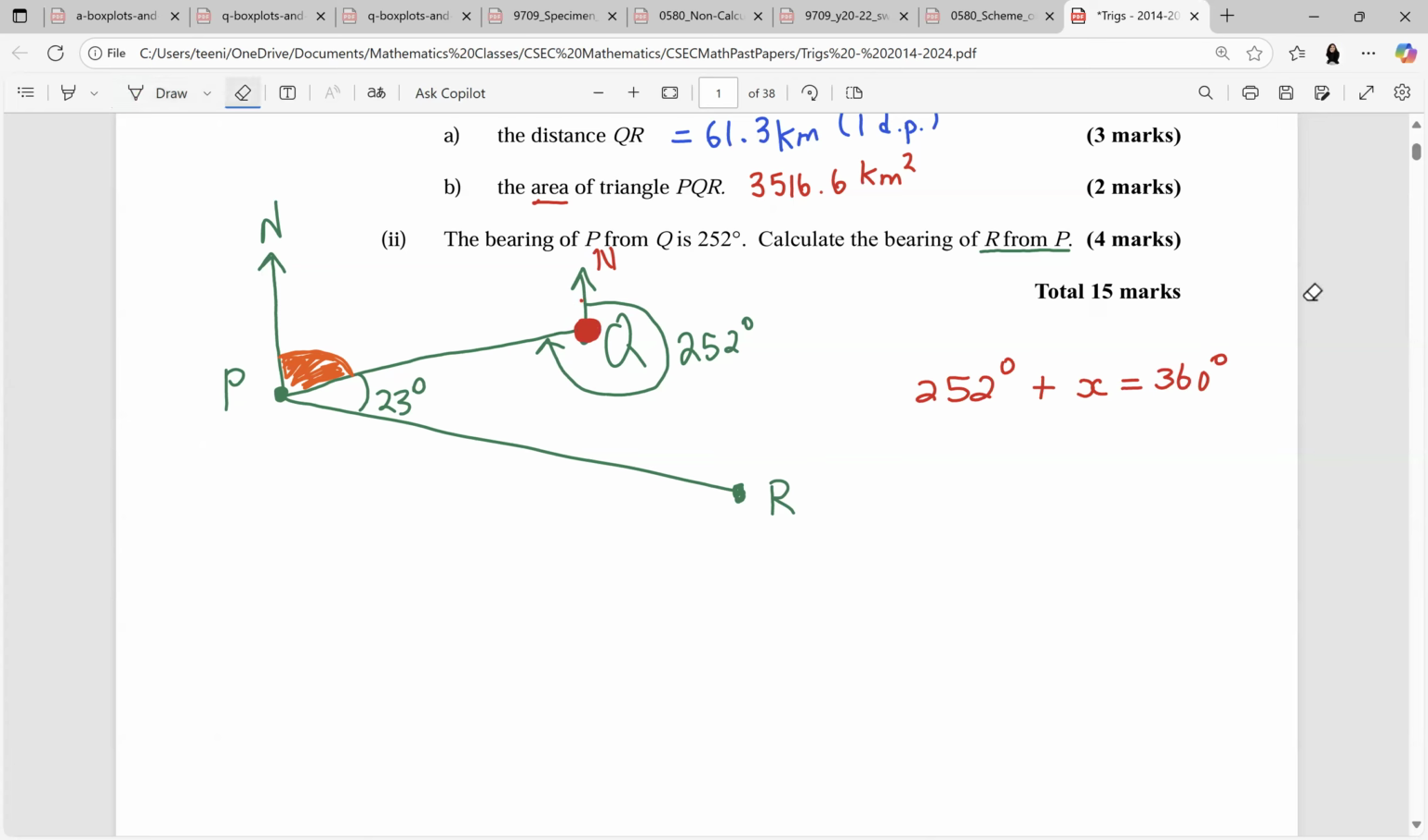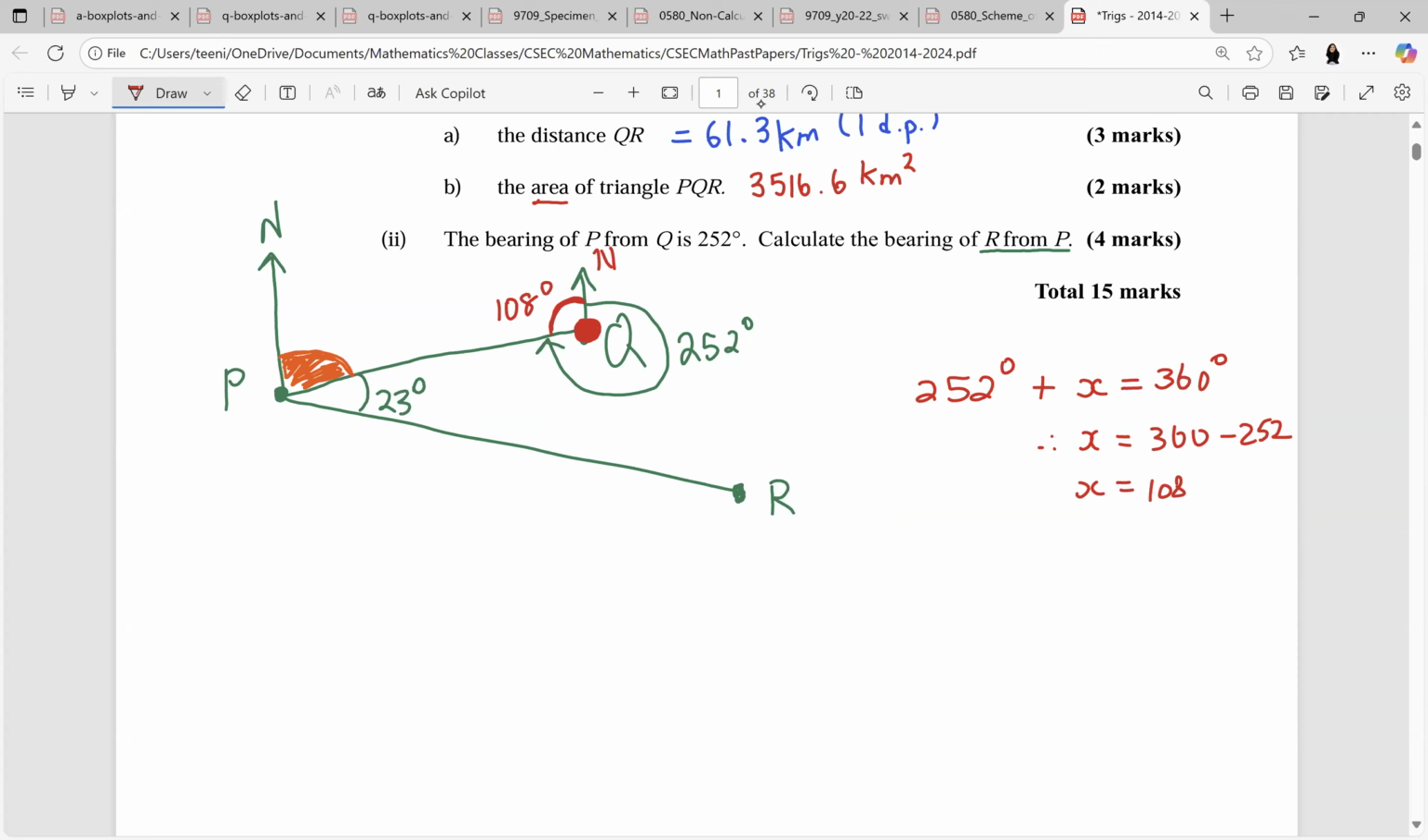How would we do it, Zach? You want to get x alone, so you take the 252 over the equal sign and minus it from the 360. That's right. If x plus 252 is equal to 360, then x will be 360 take away 252. Excellent. How much would that be? 108. X is equal to 360 take away 252, so x is 108 because 108 plus 252 makes up 360. So you see this angle over here, guys? This angle is equal to 108 degrees.